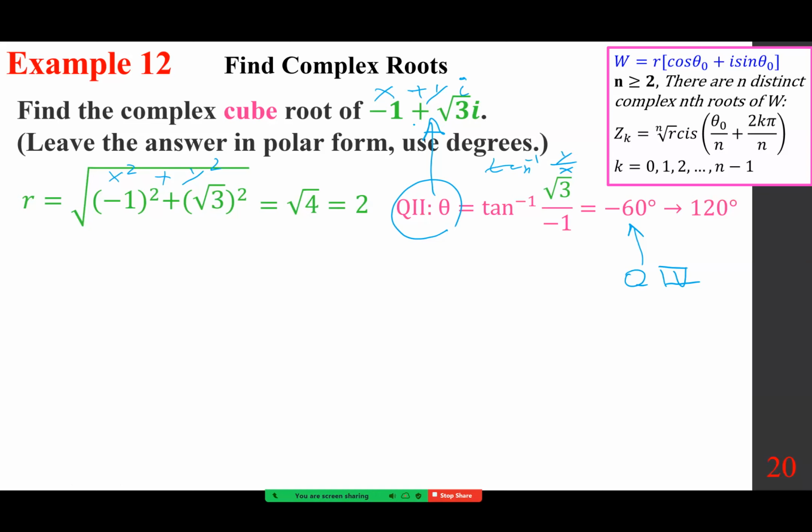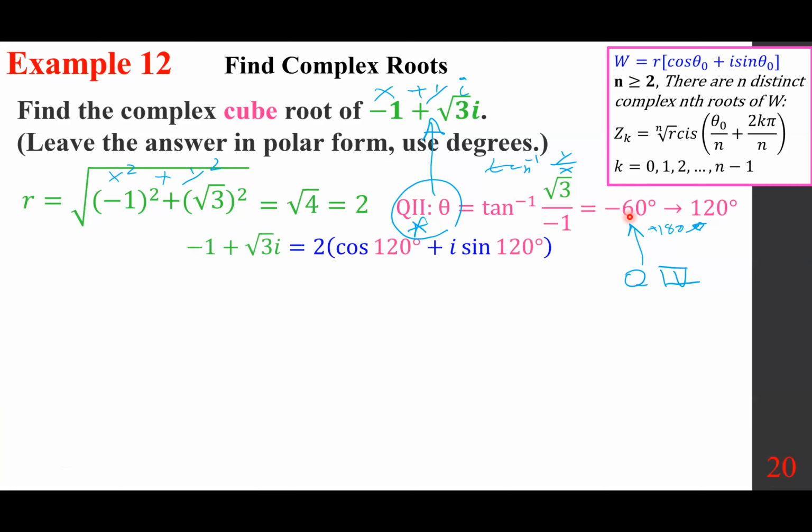And remember, pi or 180 degrees, that's all you need to add to negative 60 to come up with the correct answer of 120, because the period for tangent and cotangent is pi, 180. So if you add 180, it gives you the correct angle. So you always adjust the angle based on the location of the point, which was quadrant 2. So therefore, r cis theta is 2 cosine of 120 plus i sine of 120.